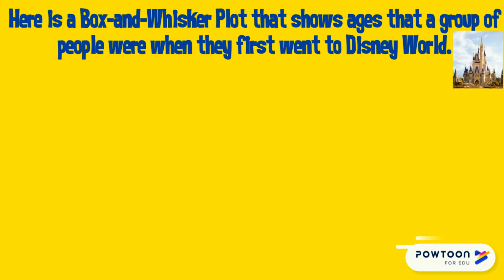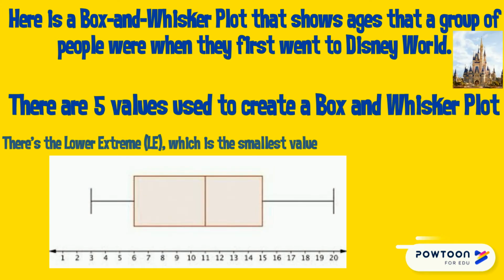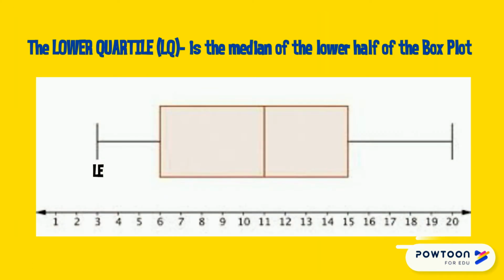to Disney World. There are 5 values used to create a box and whisker plot. There's the lower extreme, or LE, which is the smallest value. Here it's 3. The lower quartile, or the LQ, is the median of the lower half of the box plot. Here the LQ is 6.